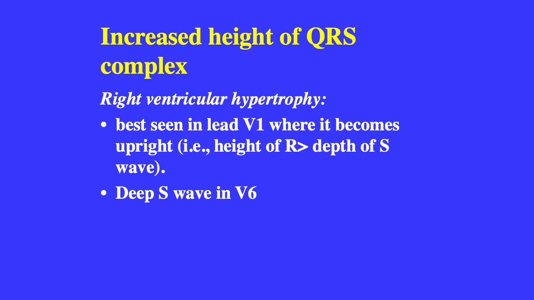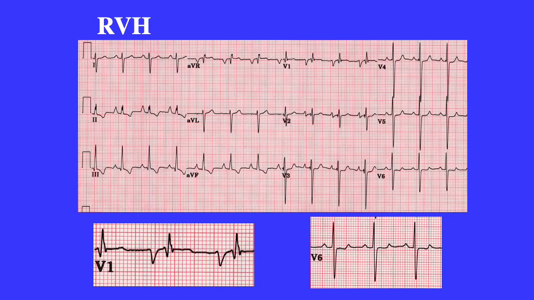In the other instance where there is an increased height of the QRS complex is in right ventricular hypertrophy, best seen in lead V1 where it becomes upright, that is the height of the R exceeds the depth of the S, and in right ventricular hypertrophy you may see deep S waves in V6. For example, this patient has an R wave in lead V1 and deep S waves in V6. In addition, in limb leads, there is right axis deviation.